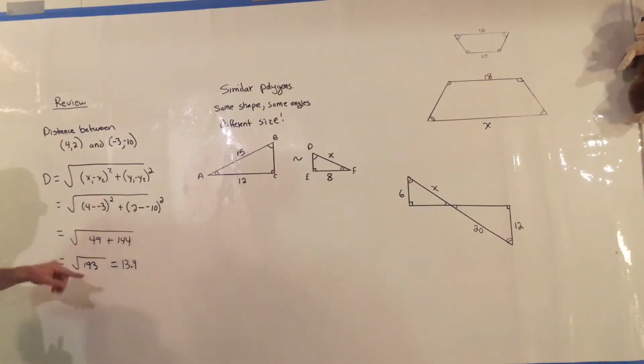So that gives me 7 squared is 49, and 12 squared is 144. And when I add those together, it gives me this. The square root of that is 13.9.